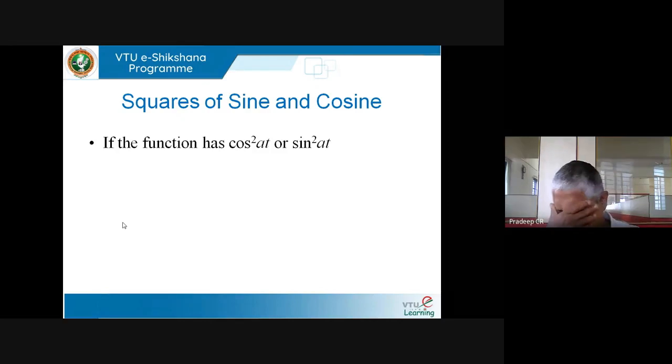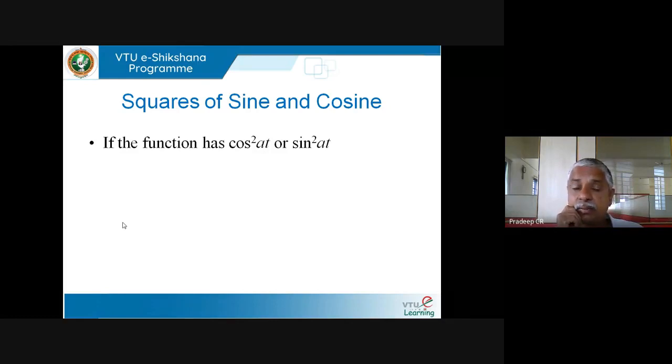I told you. When somebody asks you to find the Laplace transform of this, take cos square at. What should you be doing? First thing you must do is ask the question: how would I differentiate cos square at? Or even better, how would I integrate cos square at? Differentiation is easy because you do some chain rule and Leibniz rule and things like that and get away with it. But integration, how would I integrate cos square at?